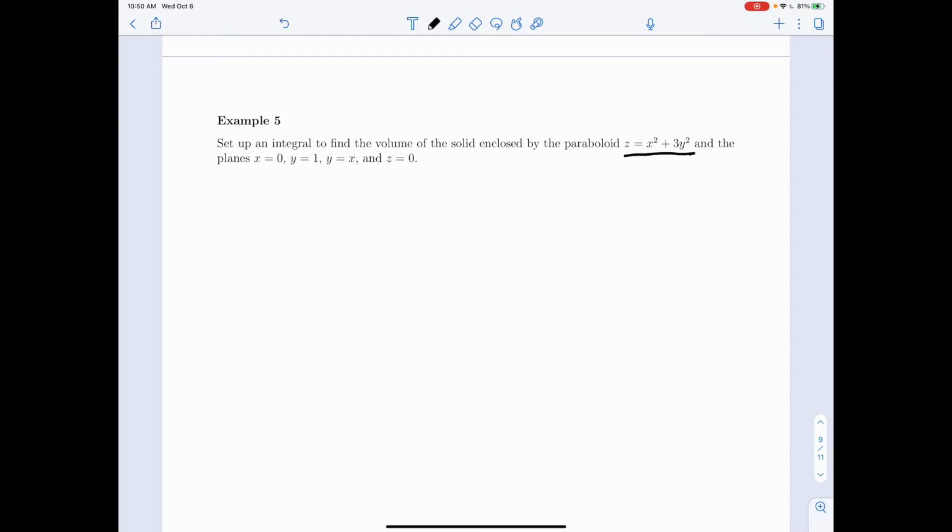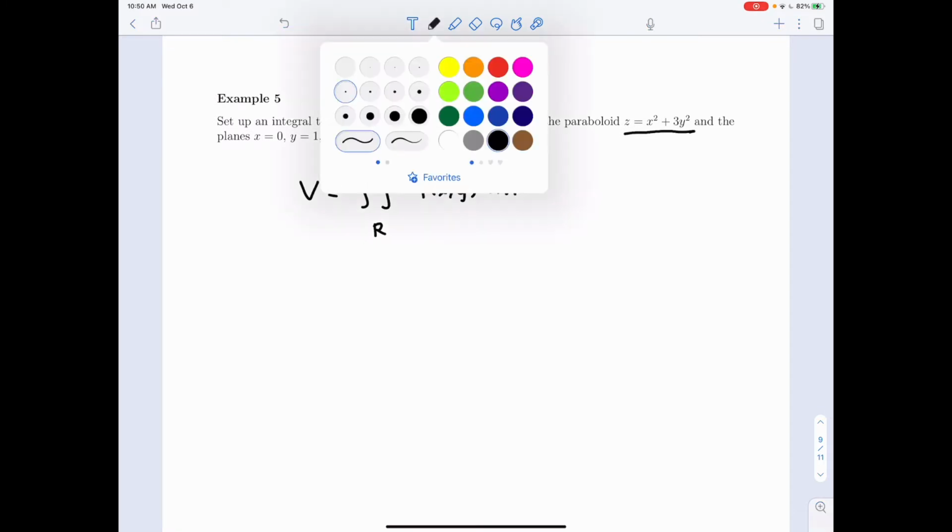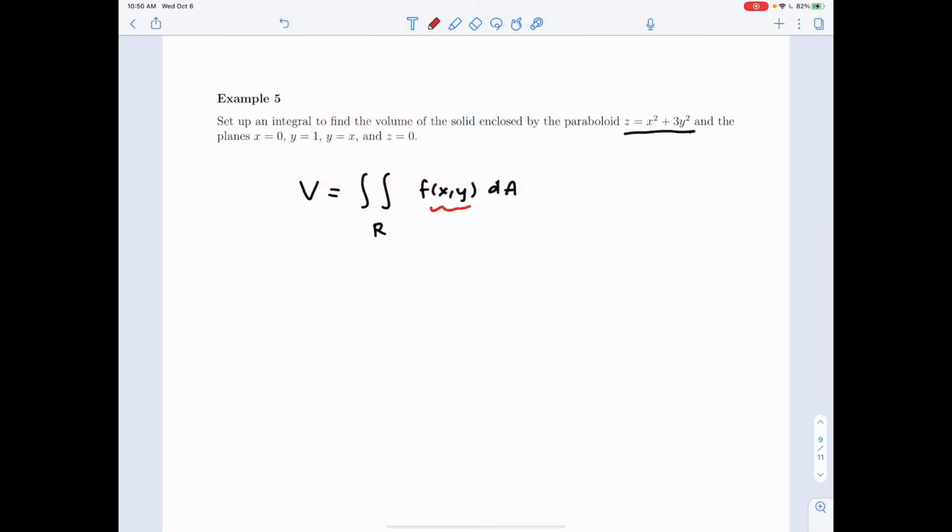And so far we know that in order to compute volume of a solid, what you want to do is set up a double integral over some region in the xy plane, and then you need to identify what function should be our integrand. And this function is telling us what is our upper limit that we're trapping our solid between. So this is going to be how the height of the solid is determined.